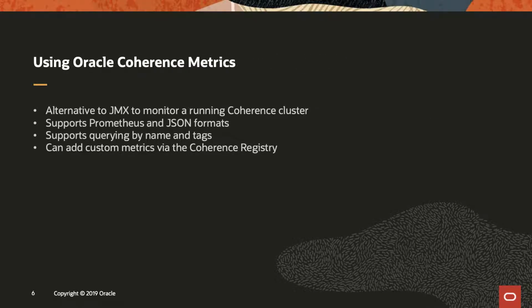Similarly, Coherence metrics are available over HTTP as an alternative to JMX. And there are two formats. There's a text format that is set up for Prometheus, and you can use JSON format as well. It supports querying by names and tags, and you can add your own metrics via the Coherence registry.